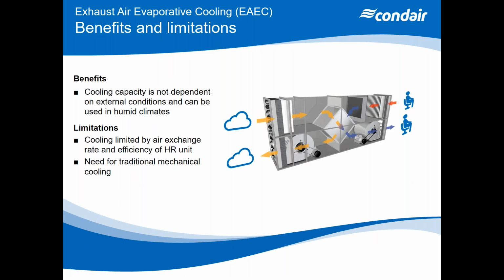And there are, of course, benefits and limitations. So cooling capacity is not dependent on the external conditions and can be used in humid climates. Limitations: cooling limited by air exchange rate and efficiencies of the heat recovery unit. Of course, it's the same whenever we're utilizing a heat recovery unit. And you're also going to need some traditional mechanical cooling. Typically, a situation like this satisfies somewhere between 40 and 50% of your mechanical cooling. Again, this is where we require large amounts of fresh air into the space.